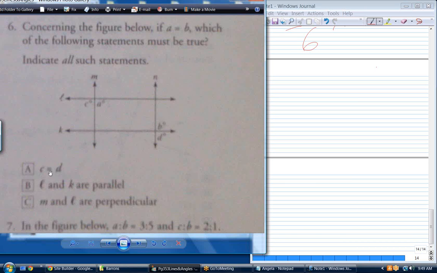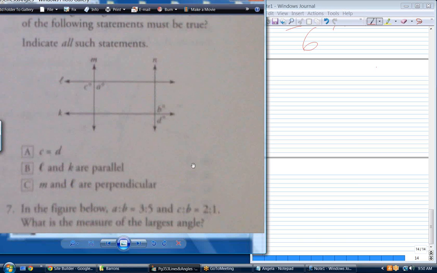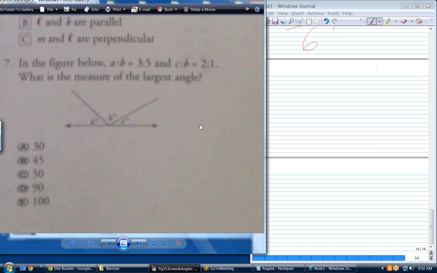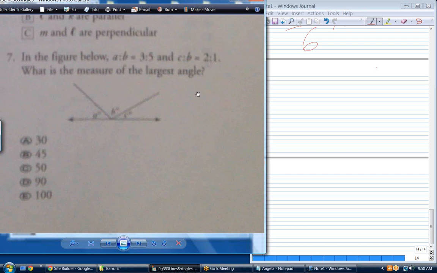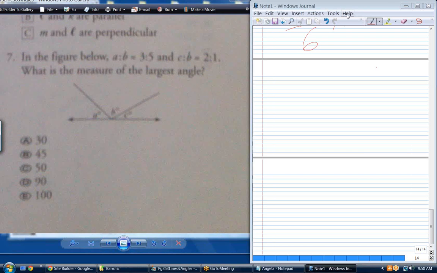So the only statement that's always true is C is equal to D, and that's because they're both supplementary to the same angle. Okay. Since A is the same as B. Okay, this is A, B, C. And A is to B as 3 is to 5, and C is to B as 2 is to 1. What's the measure of the largest angle?